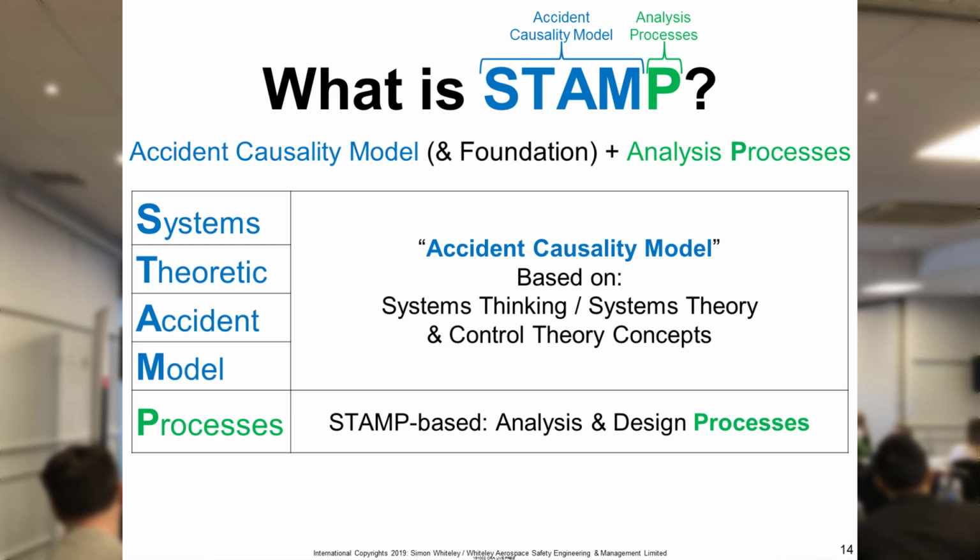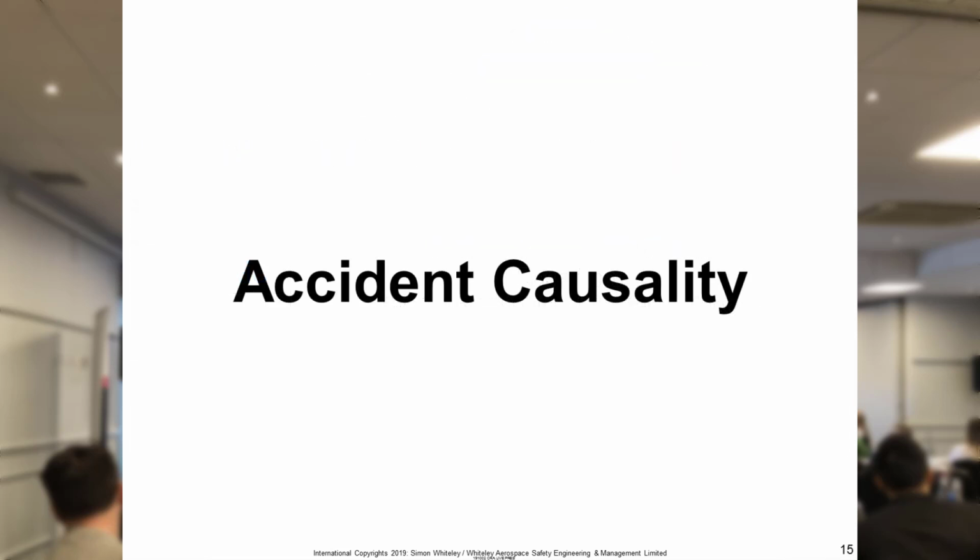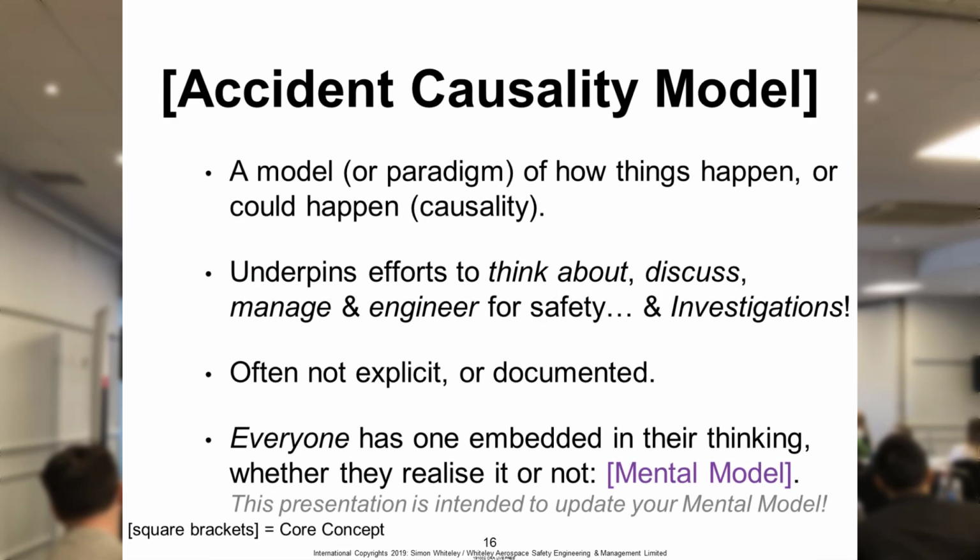Now that model is based very much on systems thinking, systems theory and control theory concepts, which are the same basic principles that we have in systems engineering that I'm sure most of you are familiar with. So when we talk about accident causality, and this has been a thread throughout all of the conversations this morning so far, I'm referring to a model or paradigm or belief about how things happen or could happen, causality.